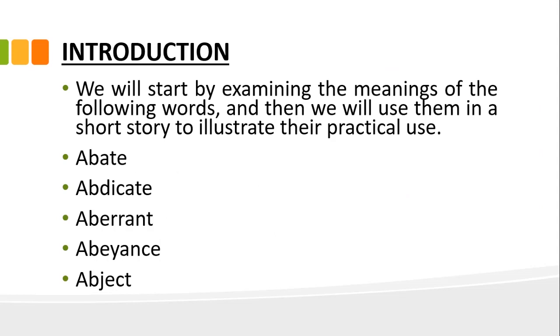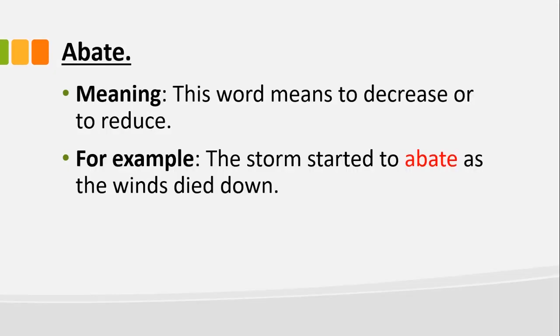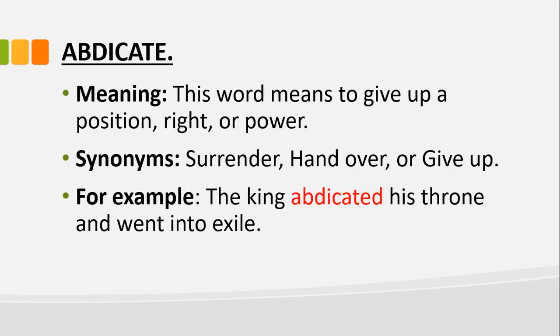We will start by examining the meanings of the following words, and then we will use them in a short story to illustrate their practical use. Abate, abdicate, aberrant, abeyance, abject. Abate. This word means to decrease or to reduce. For example, the storm started to abate as the winds died down.